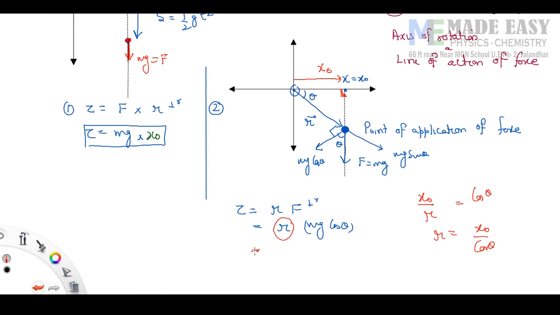Substitute it here. What I'm going to get is r की जगह हम डाल देंगे x naught by cos theta into mg cos theta. Cos theta is gone. So torque we are getting to be mg into x naught. It is the same expression that we got earlier. अब difference देखिए, अगर पिछला approach हम लोगों ने use किया, we got answer in one step. Here you need to do 3-4 steps to finally reach your answer. So that's why what I was saying was it depends on situation to situation which approach is going to help you more in a particular situation.